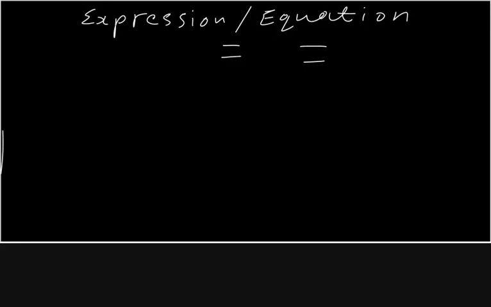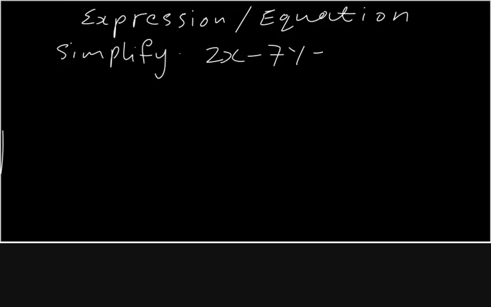So, for example, if I have an expression like this, simplify 2x minus 7y plus 8x plus y minus c. That is an expression. This is not equal to anything. It is just an expression. How many variables are there here?